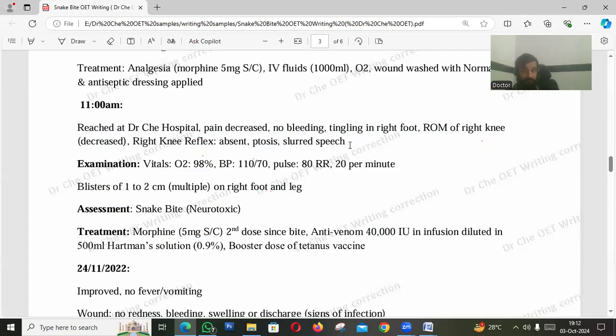Okay. But how you are going to make a good sentence of all of these things is important, is the real magic that you will do. If you can write a good sentence of all of these things, it means you can get easily B grade in your OET writing. Okay. Can anyone try to write a sentence, or just think how you're going to write a sentence of all of these symptoms? Okay.